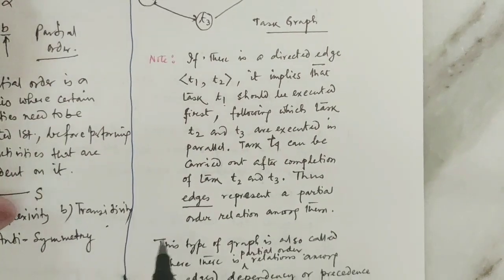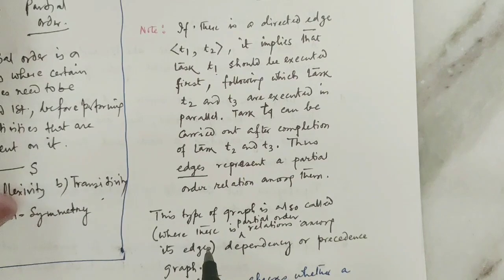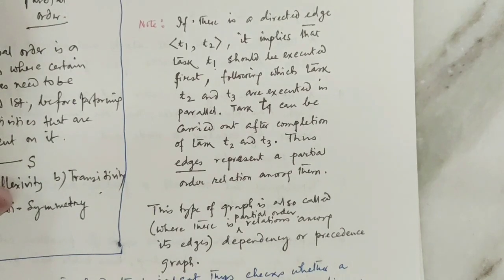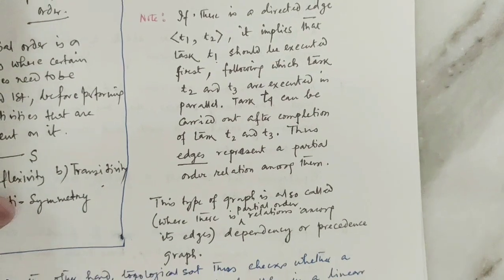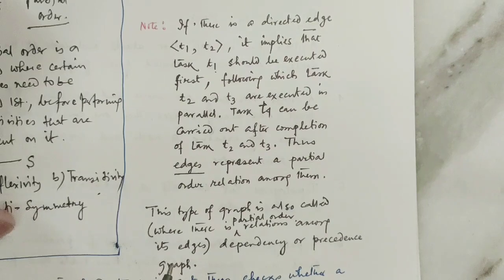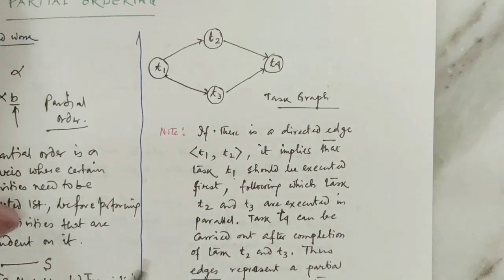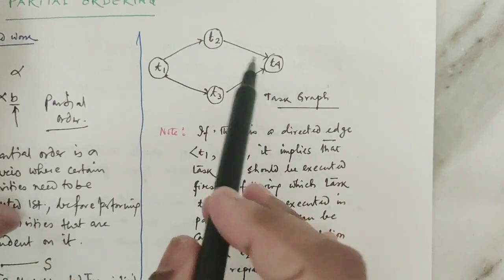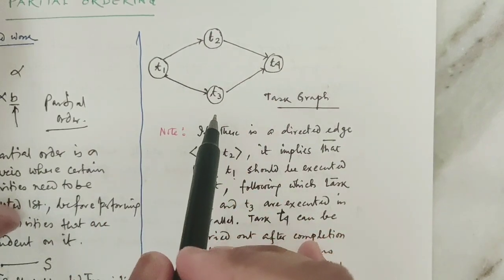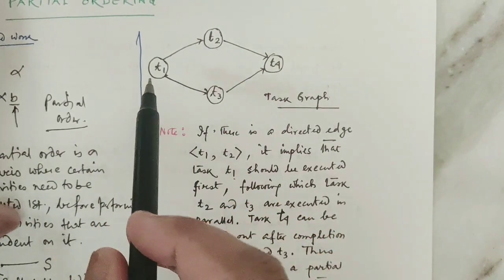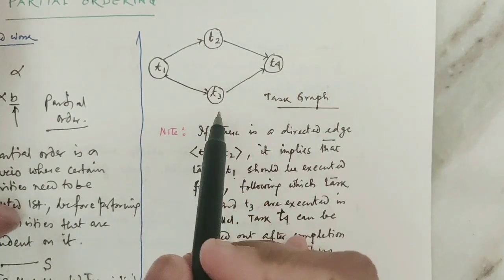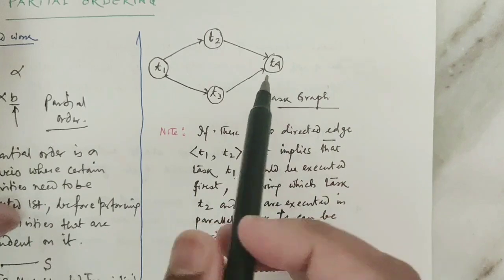Fine. And this type of graph, where there is a partial order relation among these edges, is also called a dependency or precedence graph. Okay, fine, dependency or precedence graph. So T2 and T3 are dependent on T1, T4 is dependent on T2 and T3. Fine. So let T1 come, then T2 and T3 will appear. Let T2 and T3 come, then T4 will appear.